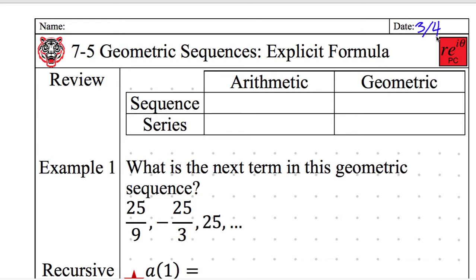Yeah, so geometric sequences. We are doing geometric sequences. We've been in arithmetic for a long time. Today we get into the geometric land. All right, so just a bit of review. When I say an arithmetic sequence, give me an example.